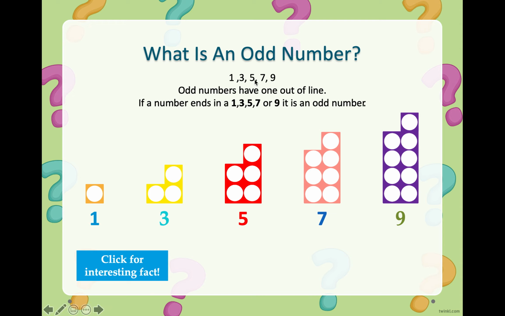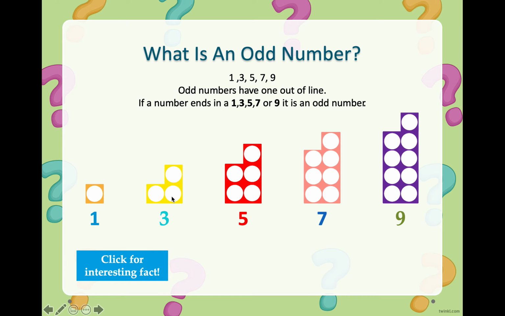1, 3, 5, 7, and 9. These are odd numbers. Odd numbers have 1 out of line. If a number ends in a 1, 3, 5, 7, or 9, it is an odd number. Let us look over here. There is only 1. It has no friend. So, an odd number is one where there's one left over and that one does not have a friend.